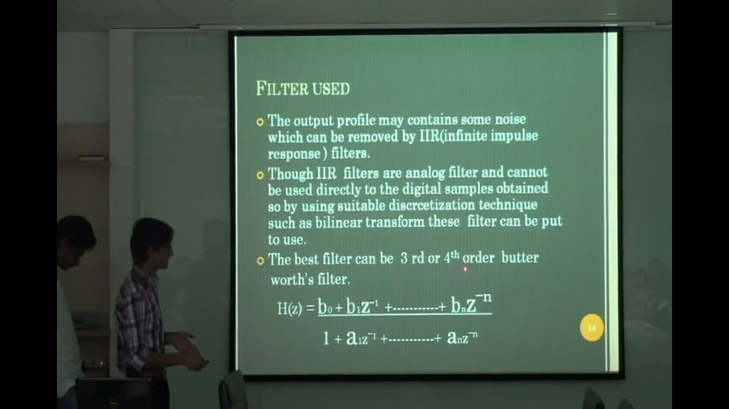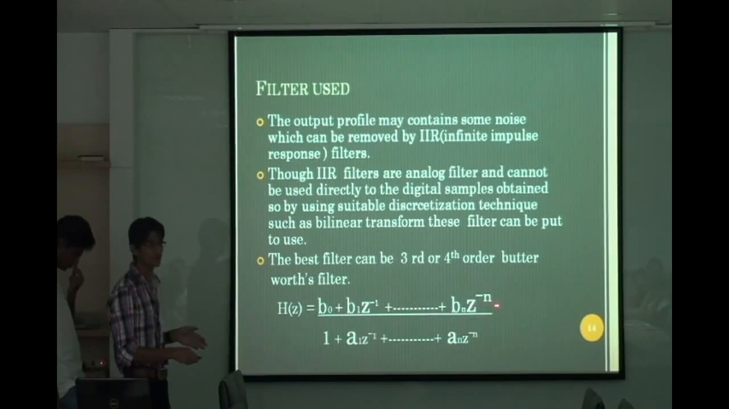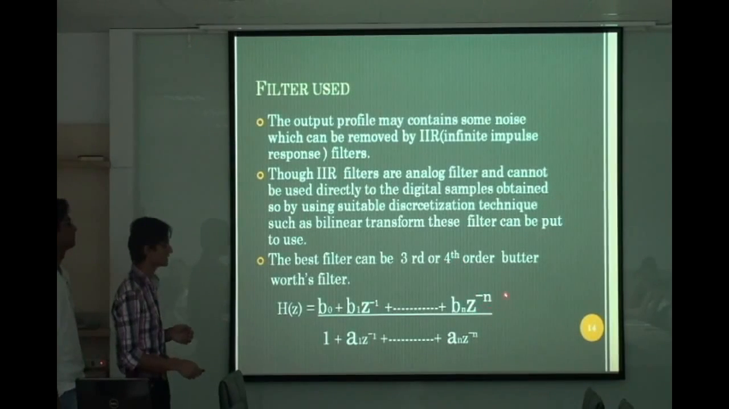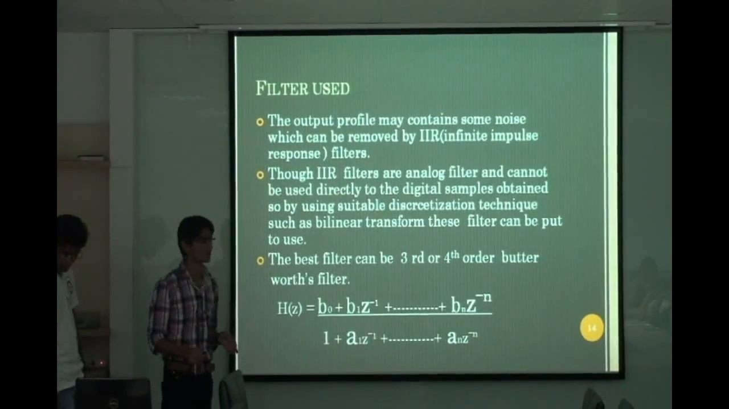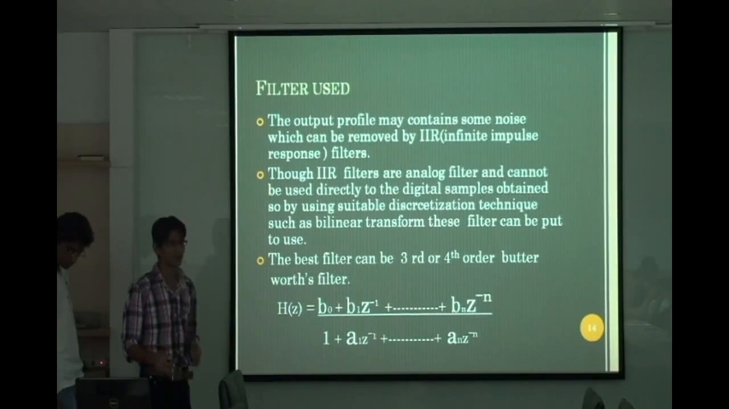These are fixed, and N represents the order. Basically, this is the general filter equation. It can be of any order, so by changing the value of N, we can change the order. Finally, we found that a third or fourth order filter is the most suitable for filtering our results and getting noise-free results.